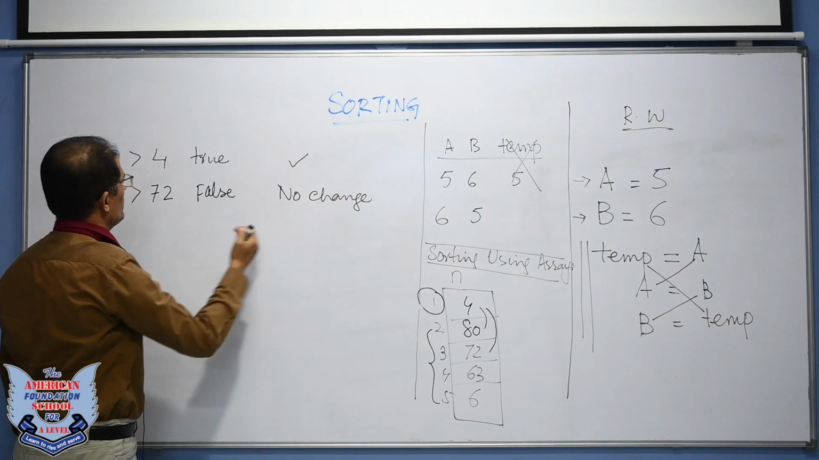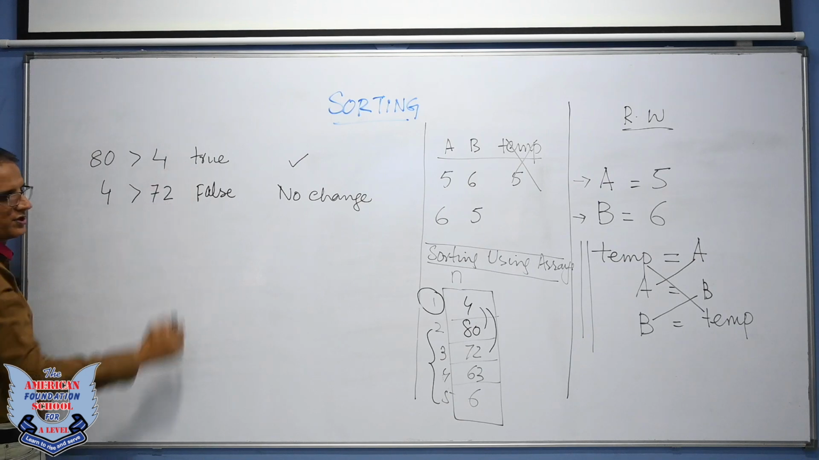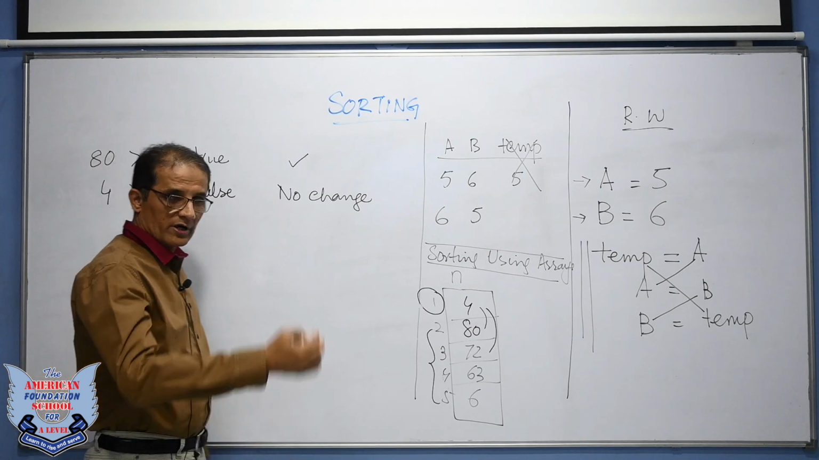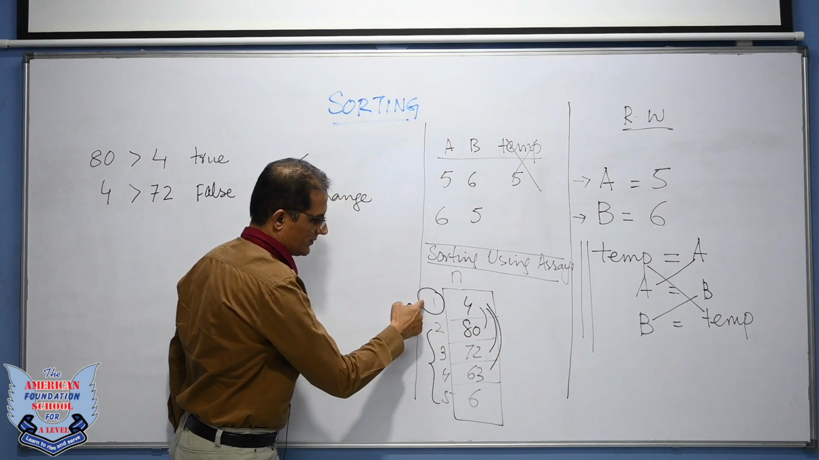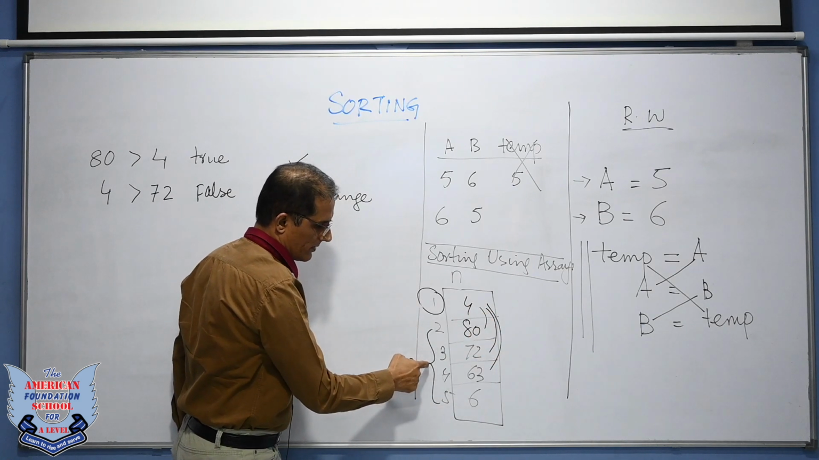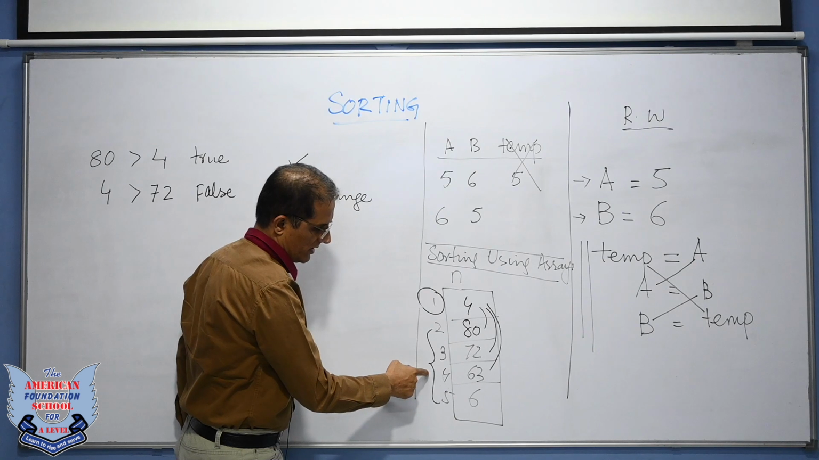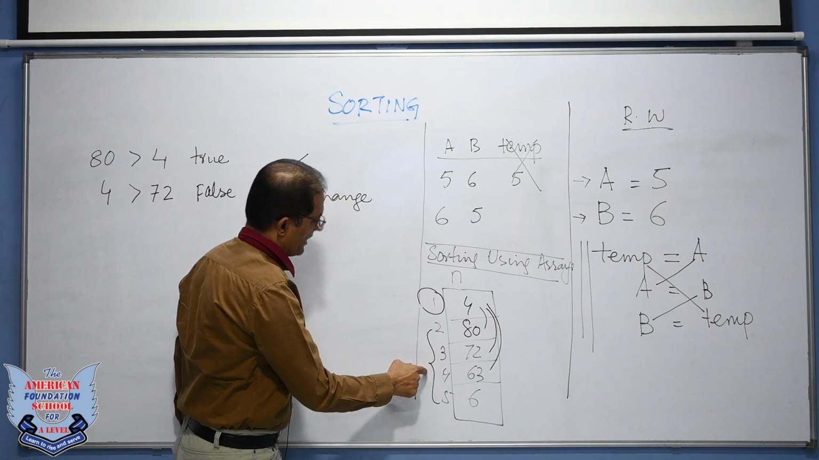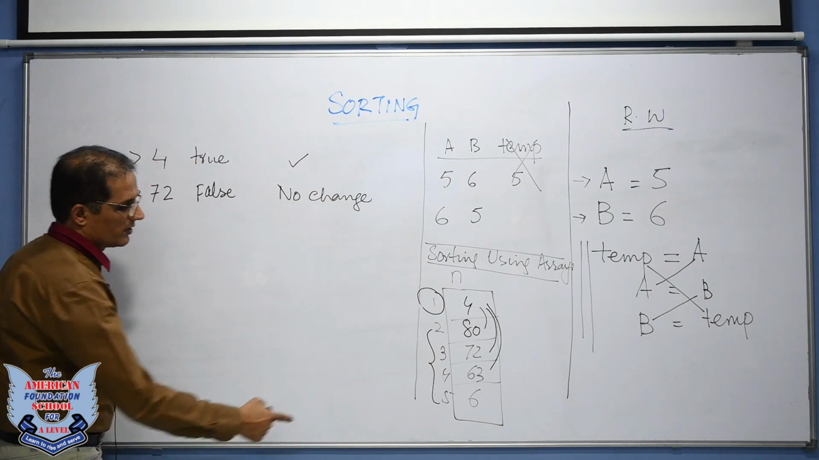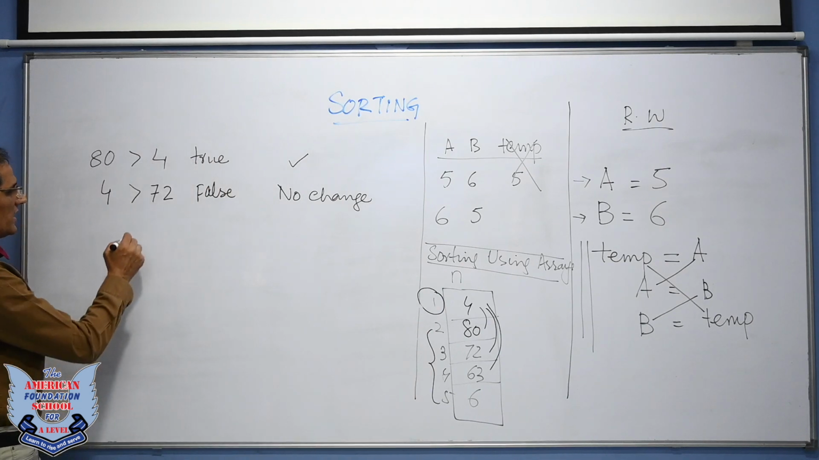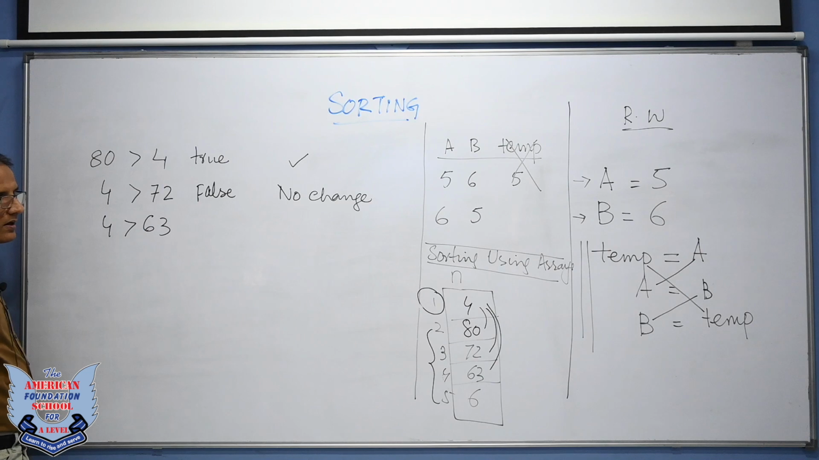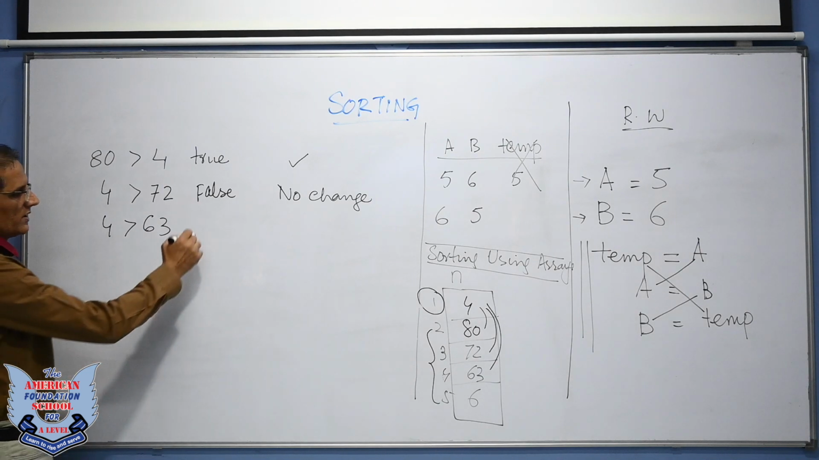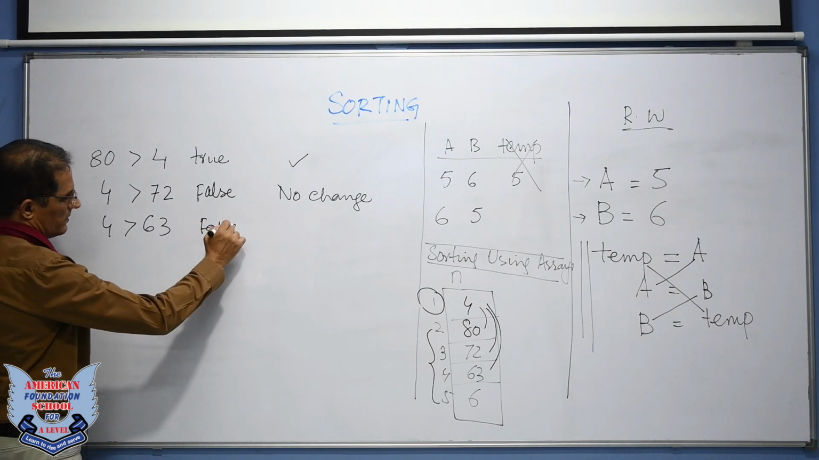And there was a change when this condition was true. You can repeat this process, keep going on. Now we'll make the comparison of this first position number with the number that you have in position number 4. That means now the comparison would be between 4 and 63. Is 4 more than 63? Is that true? So we'll say false again.